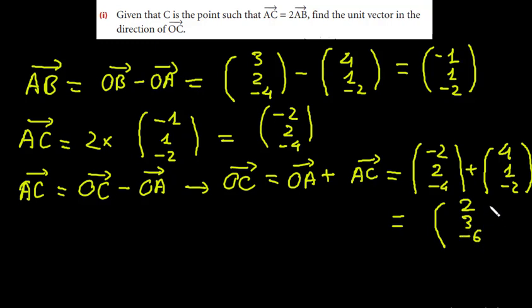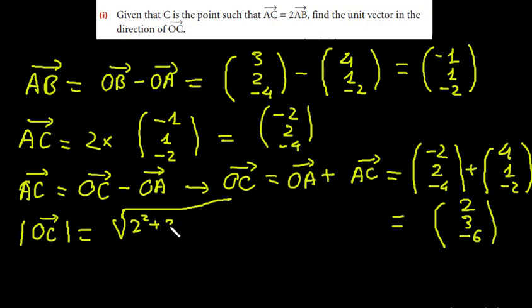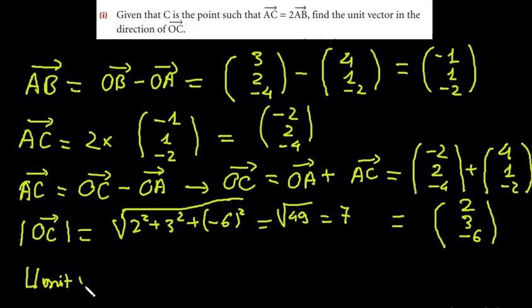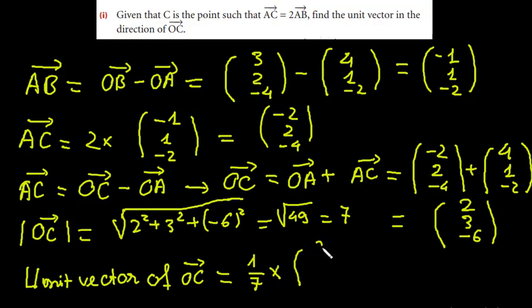They say here, find the unit vector in the direction of OC, and in order to find a unit vector, we have to find the length of vector OC. The length of OC, modulus of OC, equals square root of 2 squared plus 3 squared plus minus 6 squared, which is square root of 49, equal to 7. So the unit vector OC equals 1 over 7 multiplied by 2, 3, minus 6.